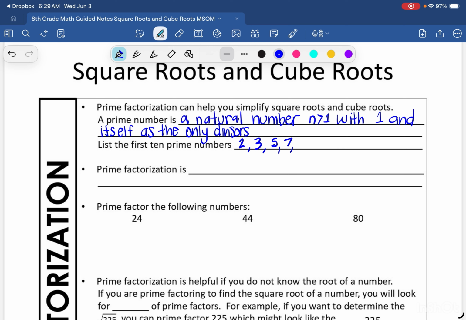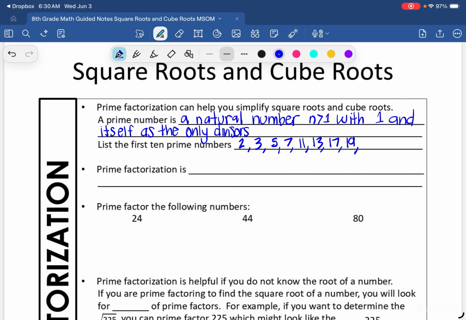11, yes, that's only 11 and 1. 12 is even. 13, 13 and 1 is my only divisors of 13. 14, that's even. 15, I can also divide that by 5 and 3, so that's not prime. 16 is even. 17, 17 and 1 are the only divisors. 18 is even. 19, yes, 19 and 1 are the only divisors. And it looks like I need 2 more.